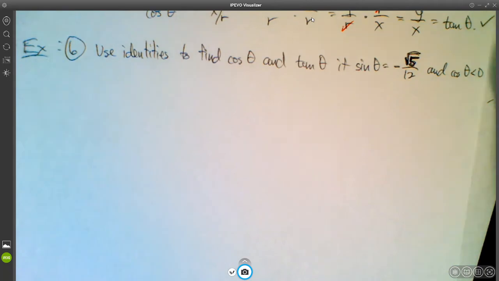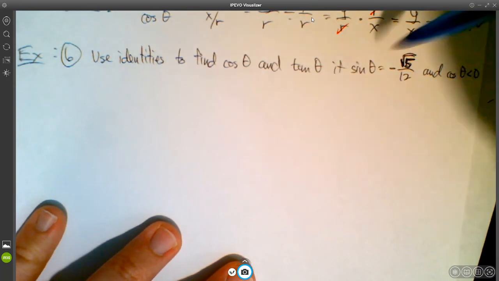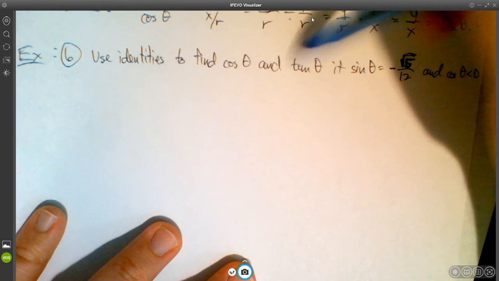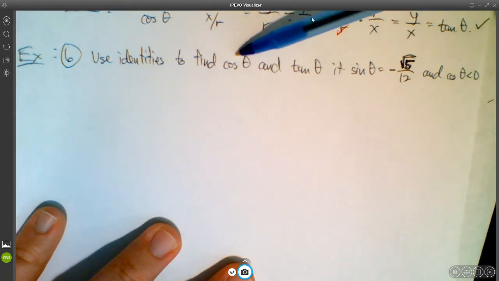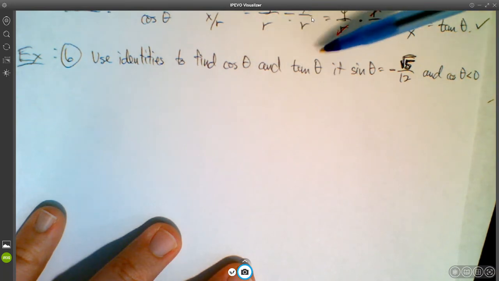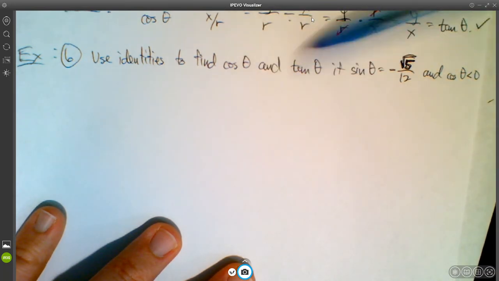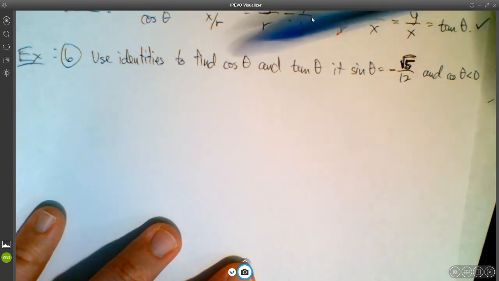Okay, here's my solution. I'm given sine theta, and I'm asked to find cosine theta. I'm also asked to find tangent theta, but I'll worry about that later, because notice that if I can find cosine theta, tangent theta is just going to be sine over cosine. So once I've found this, I can get tangent theta really easily just by using that quotient identity. Tangent is sine over cosine.